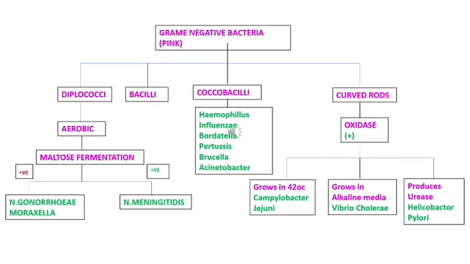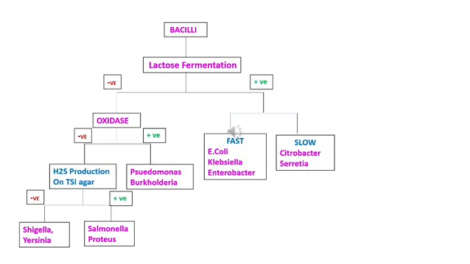Now let's move to the most important group of gram-negative bacteria, the gram-negative bacilli. The gram-negative bacilli appear pink in the gram stain and are rod-shaped organisms. How do you differentiate gram-negative bacilli? There are many organisms, but we use certain biochemical tests to identify them.